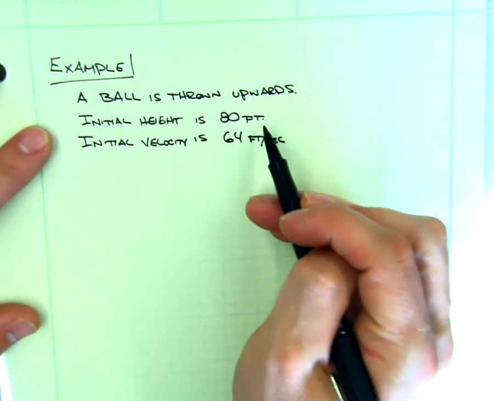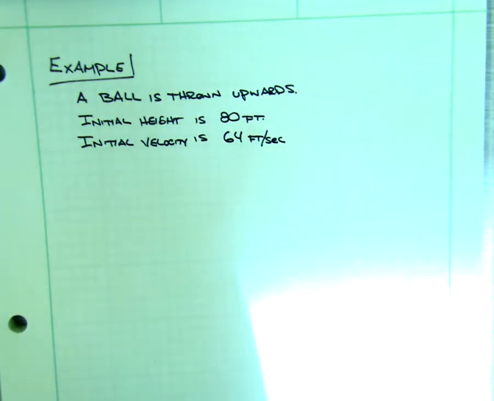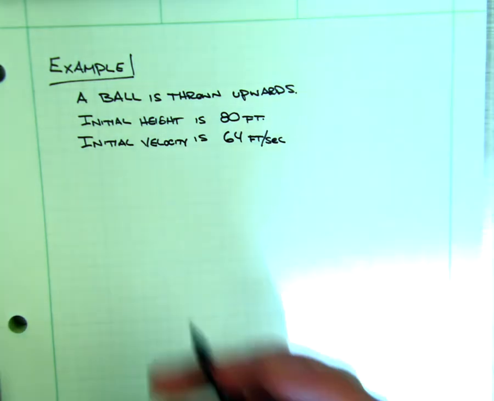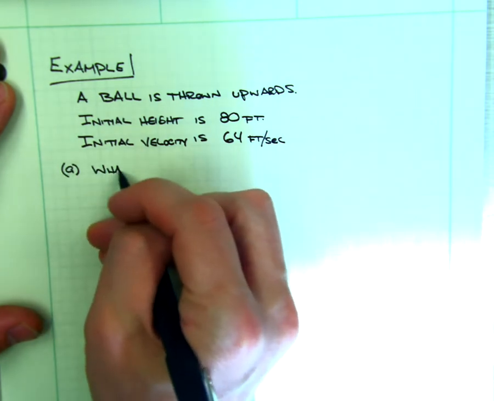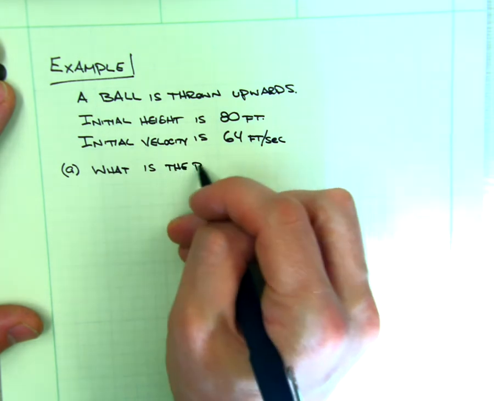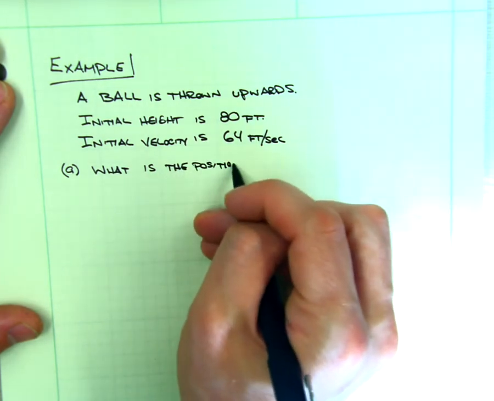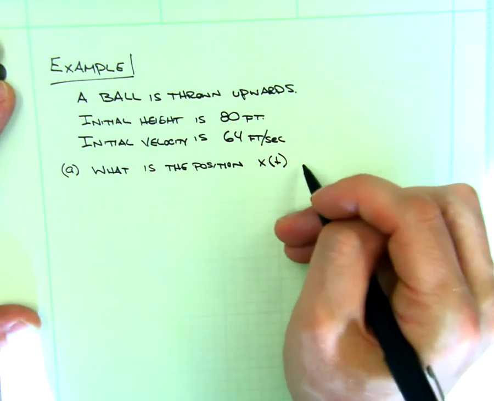Okay, so the height, this is distance. The velocity, this is a velocity. So it's distance over time, feet per second. Now, the question that I'm asked is, what is the position? First question, A. What is the position x of t over time?